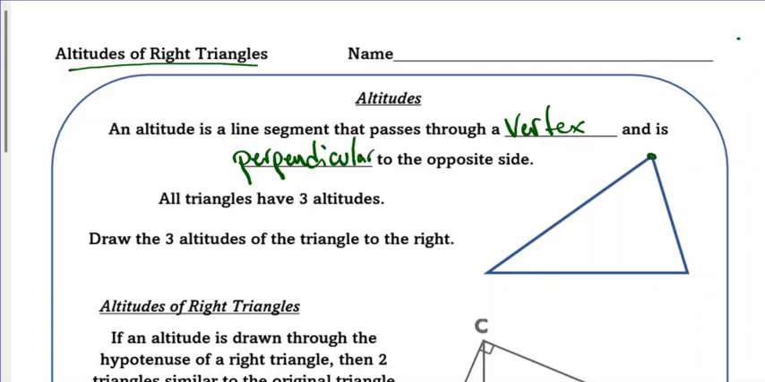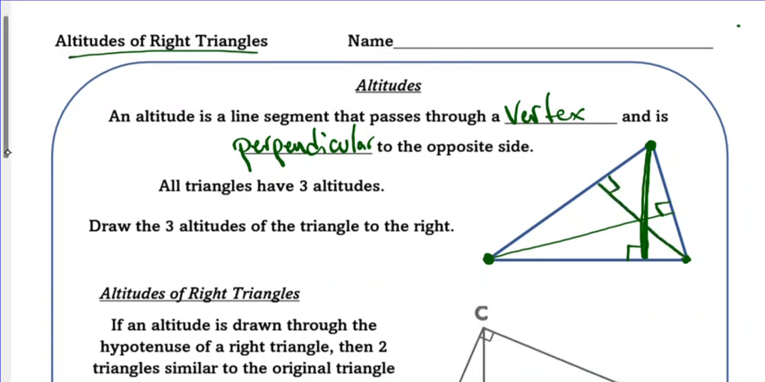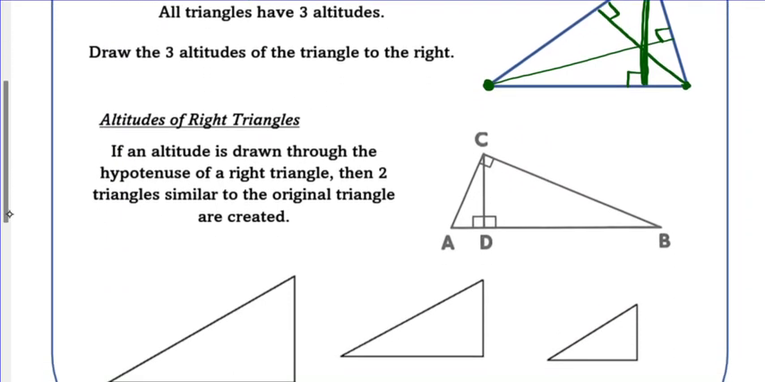So from each vertex, you can draw a line, and making sure that it's perpendicular to the opposite side, that is an altitude. So actually every triangle is going to have three altitudes. I drew that first one from this point straight down to the opposite side, creating that right angle. Now from this vertex to its opposite side, creating another right angle. And then from this vertex to its opposite side, creating another right angle. So every triangle has three altitudes because it has three vertices.